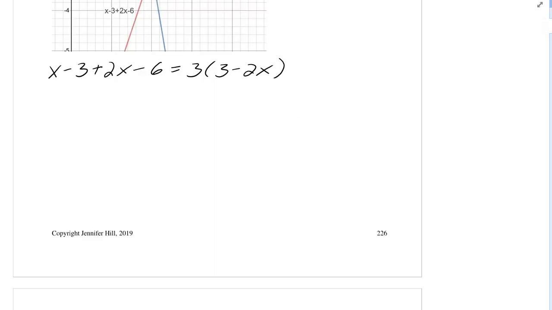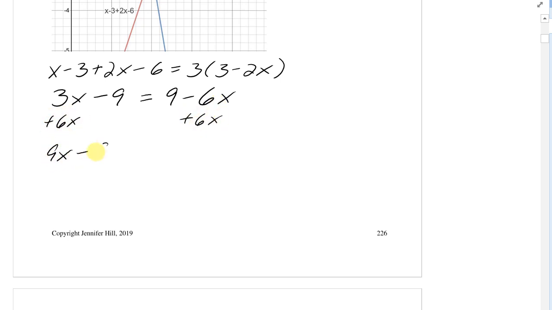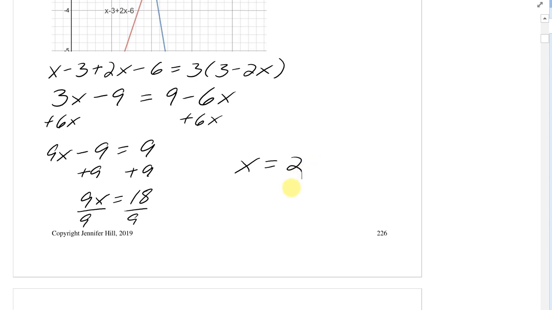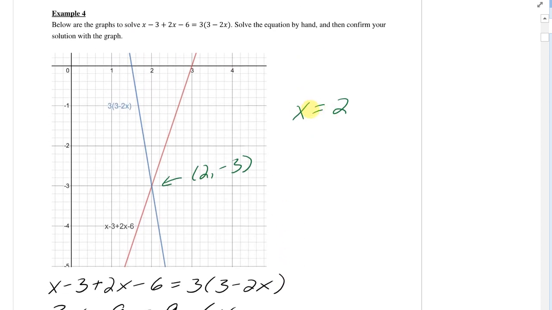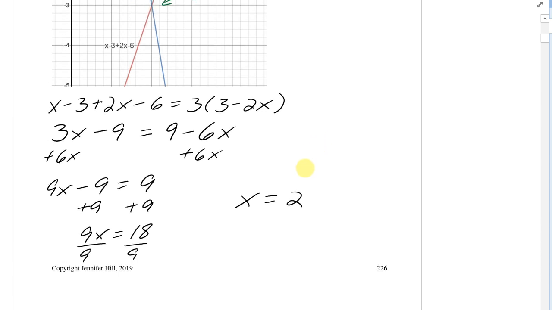Okay, so I'm going to work this out too. So the left side is going to become, let's see, 3x minus 9, and then if I distribute here, this becomes 9 minus 6x. So let's see, I'll go ahead and add 6x to this side. This is 9x minus 9 equals 9, and then I'll add 9 over to the other side. So I get 9x equals 18. Divide each side by 9, I get x equals 2. And was that what we found in the graph? Yep, it was, right? So x equals 2 down here, x equals 2 over here.